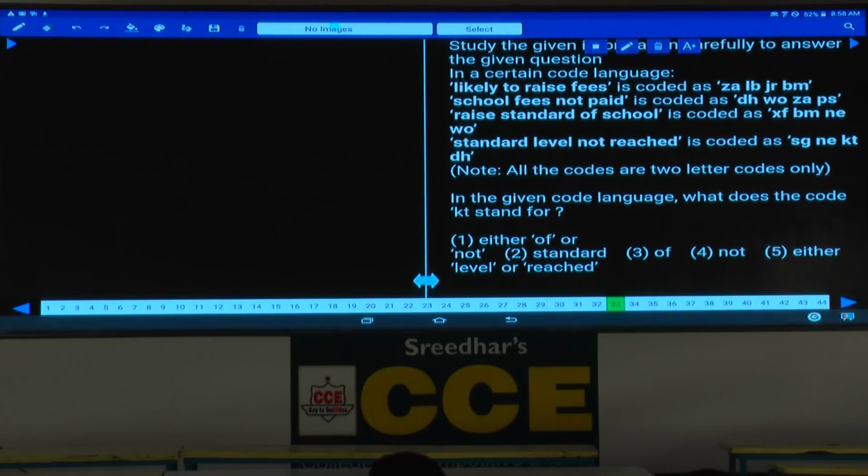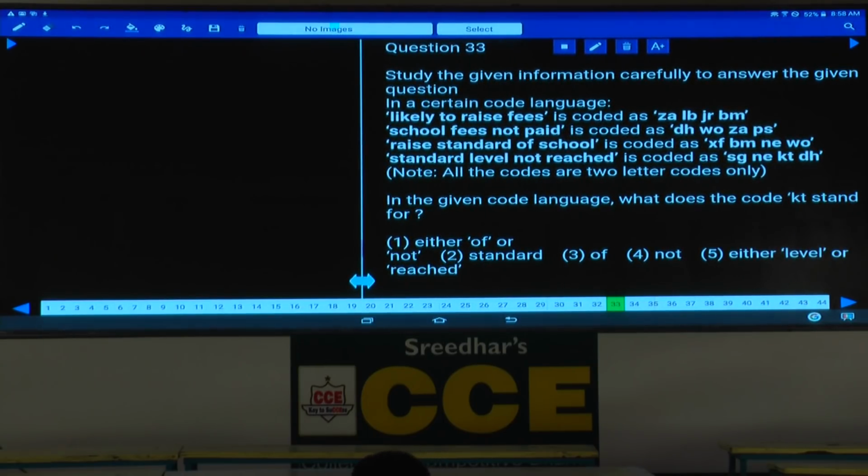Now let us start comparing these statements in order to find out the codes for these words. If you compare the first and the second statements, what is the word which is common here? Likely to raise fees, and school fees not paid. Fees is the only word common between these two. Which code is common here? ZA is common, and the code to the word fees is ZA.